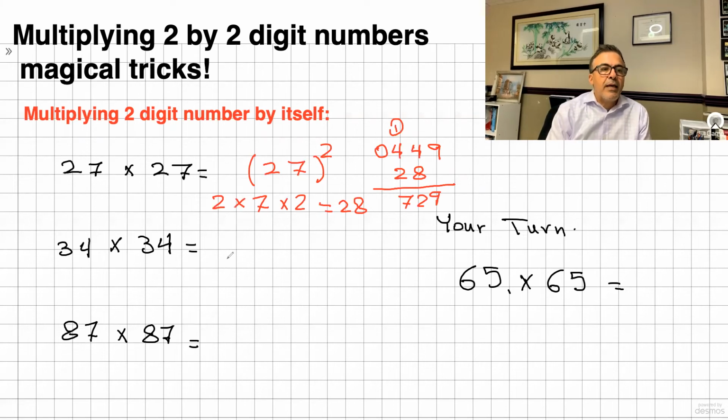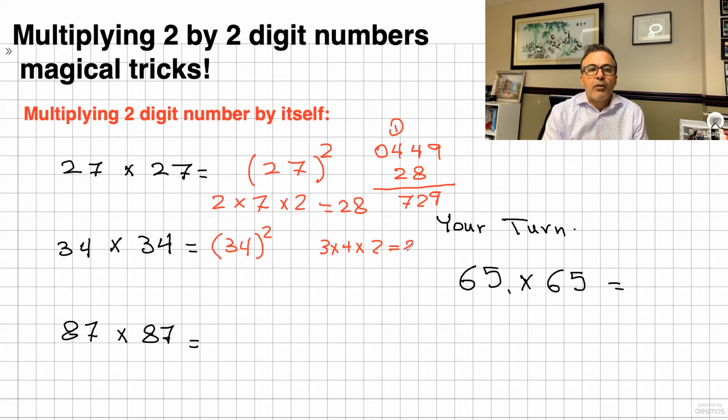So we do the same thing here. We have 34 times 34. So I'm just going to write this as 34 squared. Now, as I said, you multiply the 3, 4, and 2. So 3 times 4 times 2. So we get 24. So let's just keep that in mind. I square the tens digit, and I get 9. So I write it as 09. And then square the 4, and you get 16.